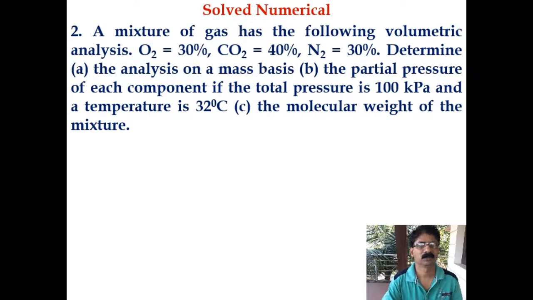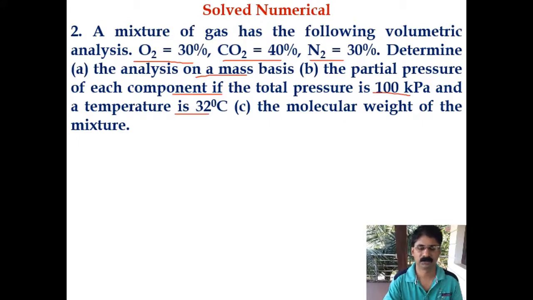Now we will solve this problem. A mixture of gas has the following volumetric analysis. Volumetric analysis means by volume, what is the percentage of each of the constituent gases. So O2 is 30%, CO2 is 40%, N2 is 30%. Determine the analysis on mass basis, then the partial pressure of each component if the total pressure is 100 kilopascal and temperature is 32 degrees Celsius.